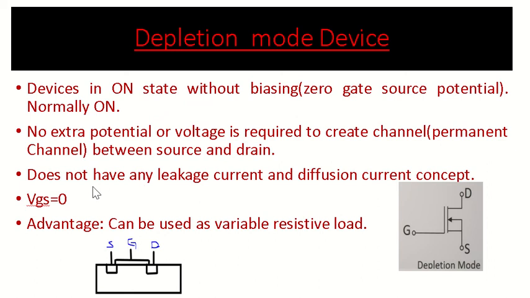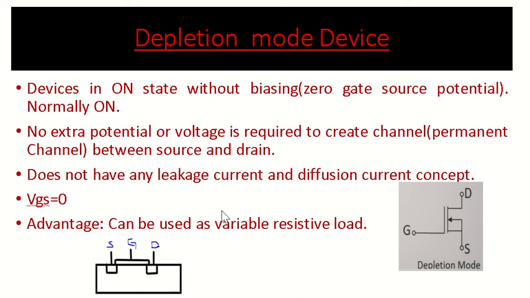It does not have the concept of leakage current and diffusion current, because the device is normally in the on state, which means there is no leakage at all. Whereas in the case of enhancement mode, we have to apply some voltage, and based on the value of the voltage, based on the threshold gate value, and how much voltage we are applying, there will be some leakage also in this channel between source and drain.